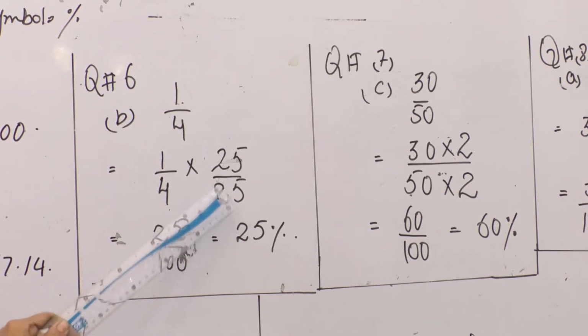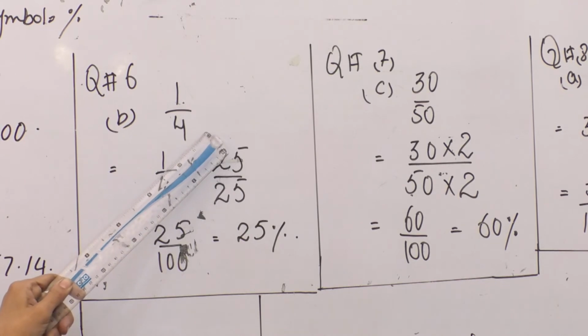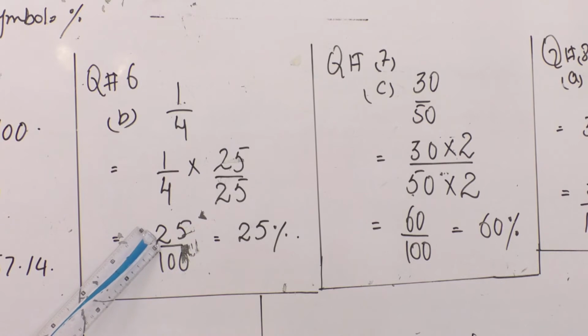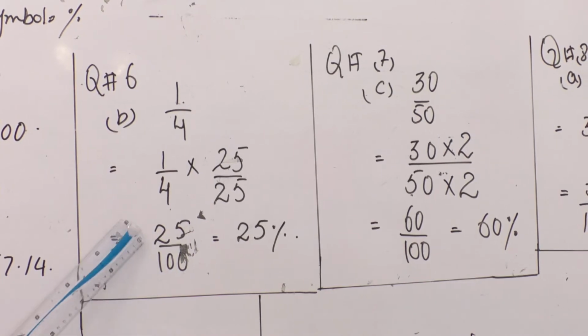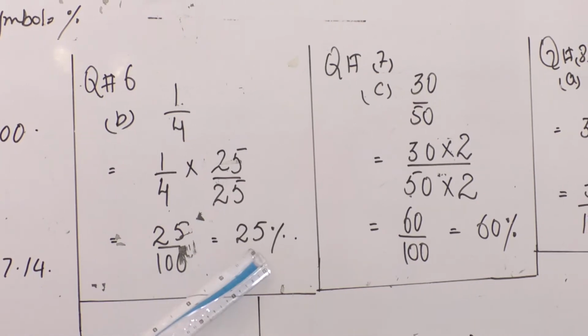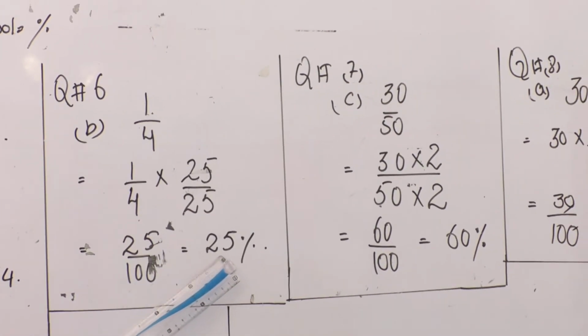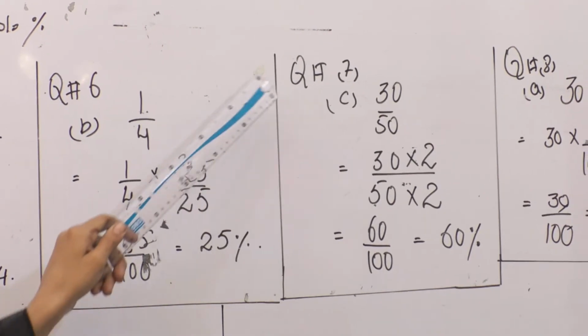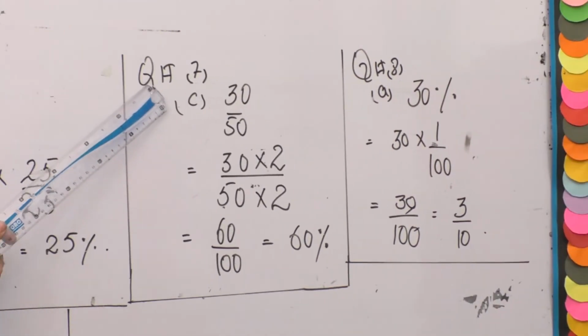So in the same way, this 25 will also be multiplied with the numerator. We get the form as 25 divided by 100. So when we divide anything by 100, we will definitely write it in the percentage form, or we can write 25%.